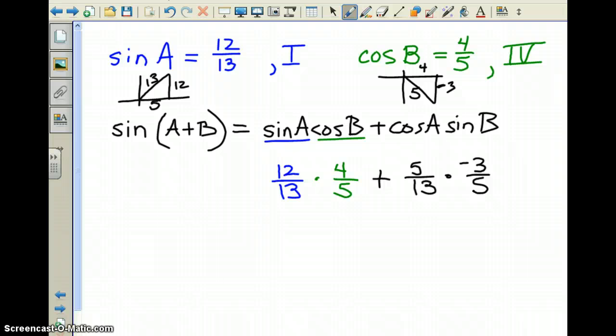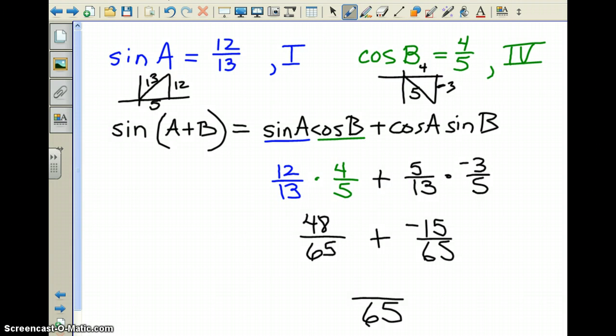And once we have those ratios plugged in, now it's real easy. We just use our fraction rules and arithmetic. So multiplying these first two fractions, the sine times the cos, will be 48/65. And then multiplying the second two fractions will make -15/65. And isn't this convenient? They already have common denominators, so when we go to add them together, we're going to have 65 in the denominator, and 48 plus -15 is 33. And so the sine of angle A and B added together is 33/65.